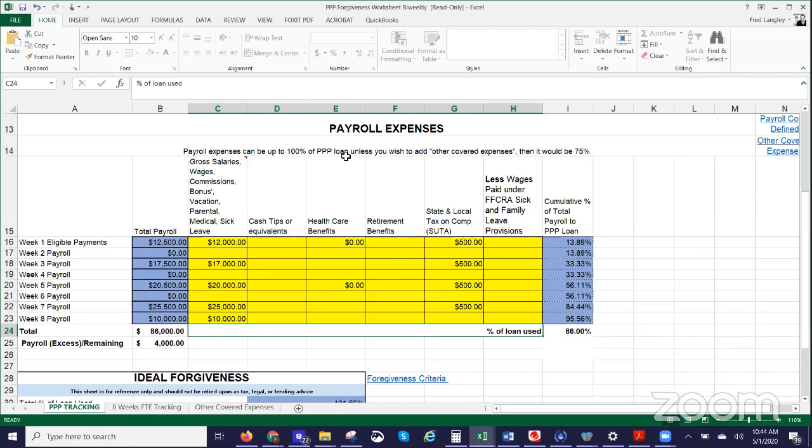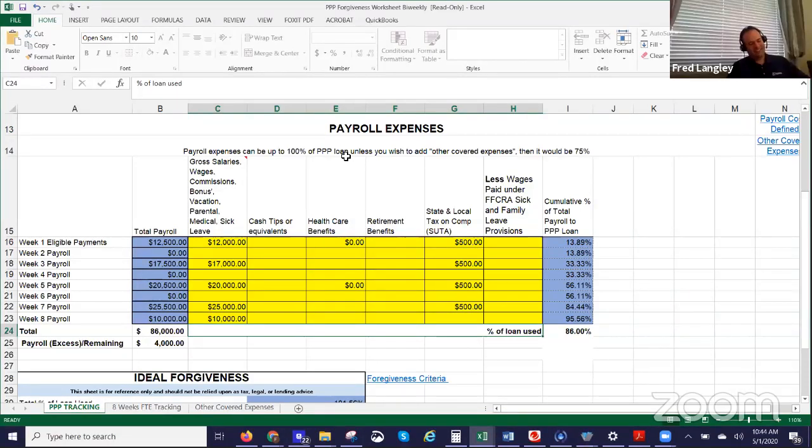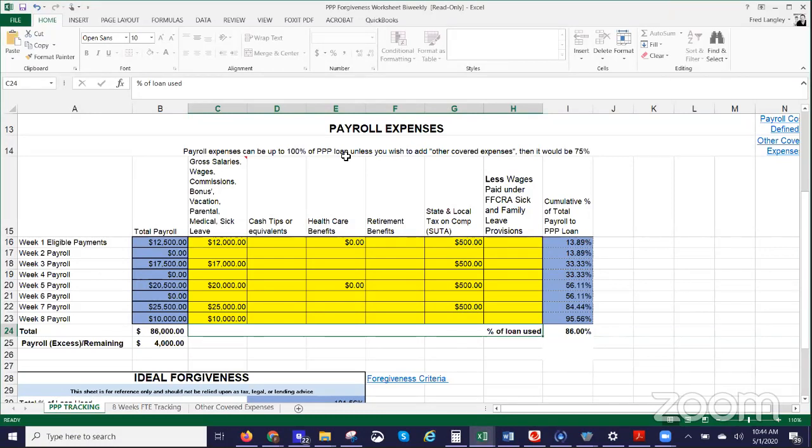Linda Johnson said, will our bookkeeper help with these numbers? Yes, they should be able to help you. Yeah, we're her bookkeeper. Oh, okay, perfect.